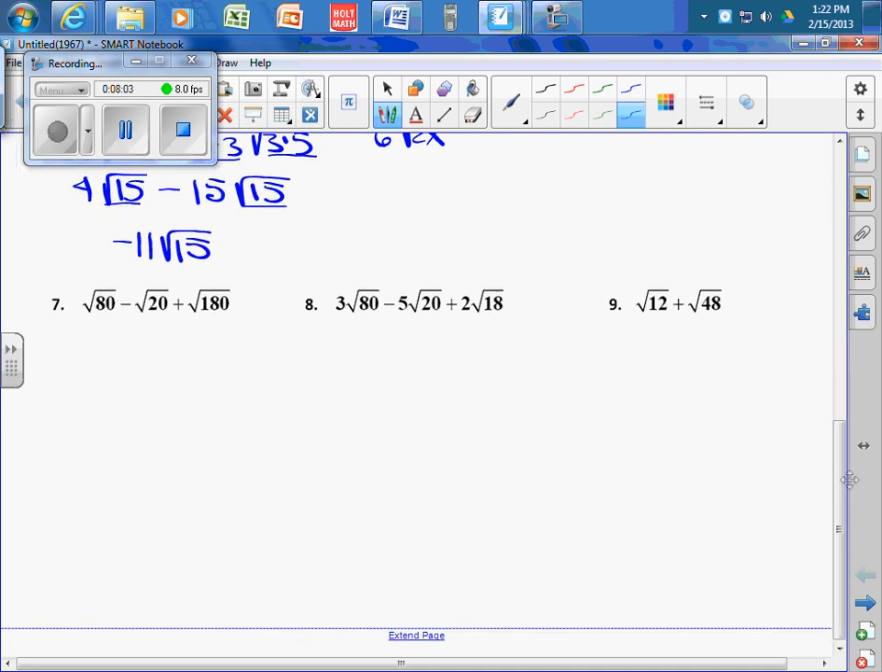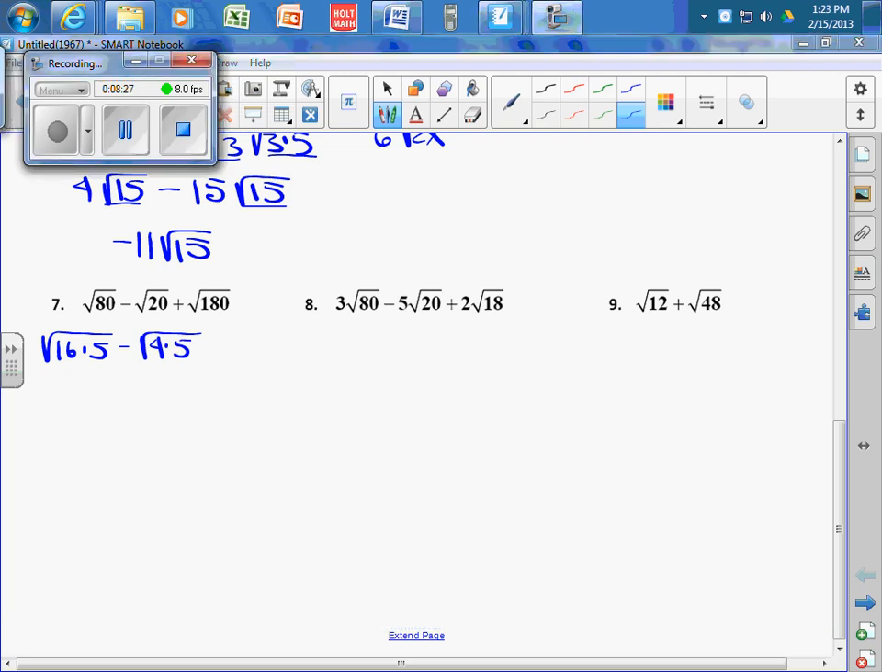In number 7, we take radical 80, and we're going to need to simplify that. Now, here's what I see, class. I see 80 as 16 times 5. Why 16? Because 16 is a perfect square. It's the largest perfect square that can go into 80. And then minus radical 20 is 4 times 5. And then for 180, I see plus radical 36 times 5.